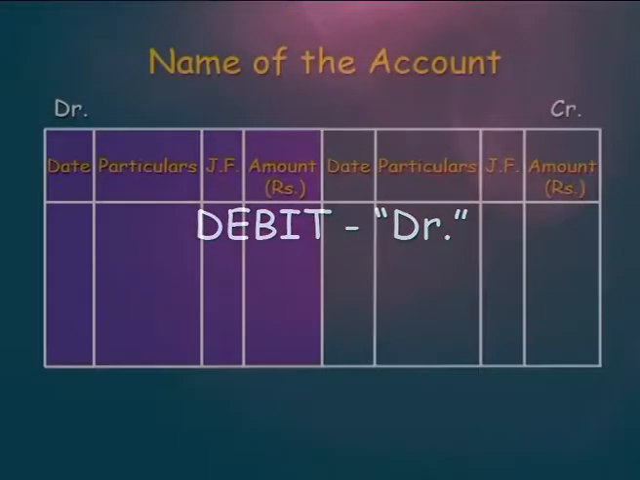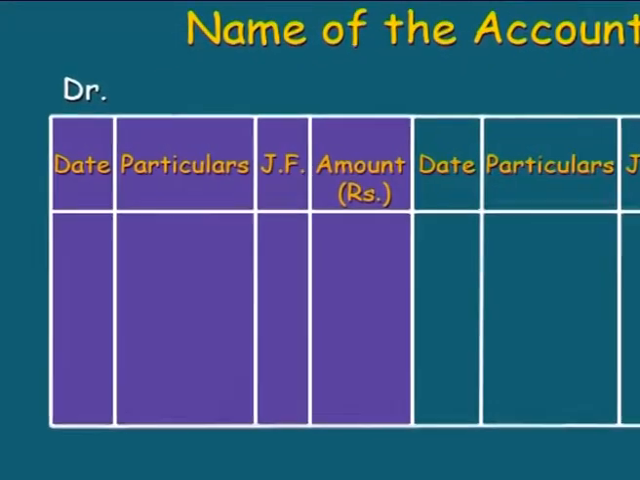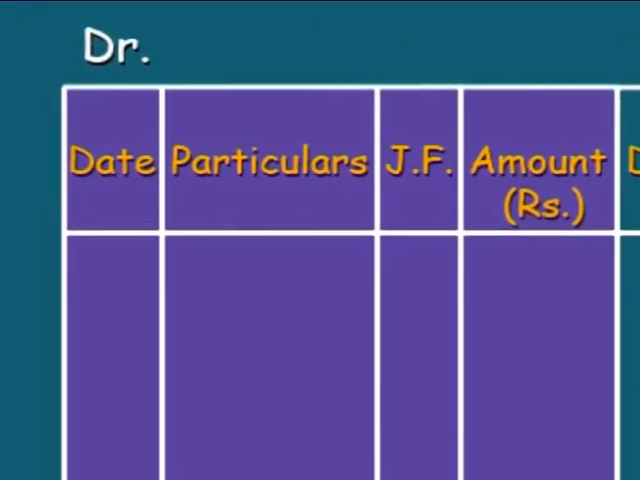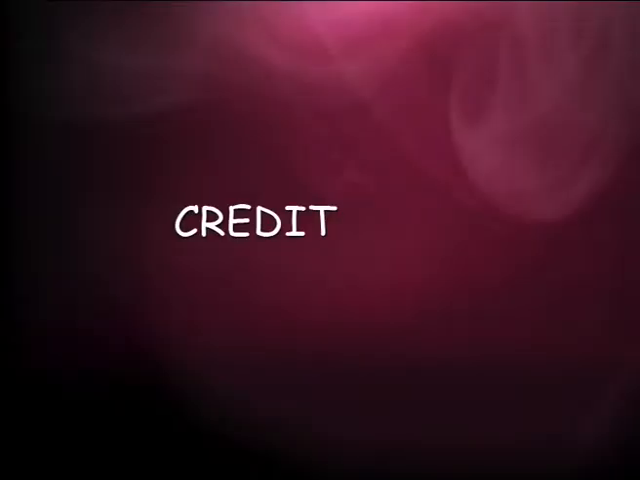Now let us talk about debit and credit. The term debit is represented by the abbreviation DR. It is basically used to represent the left hand side of an account. The words to debit imply making an entry on the left hand side of an account. At times, it is used to indicate the decrease in owner's equity.